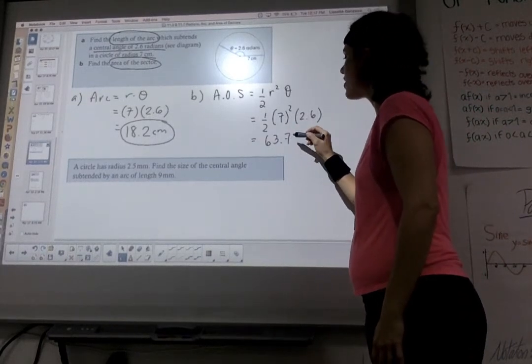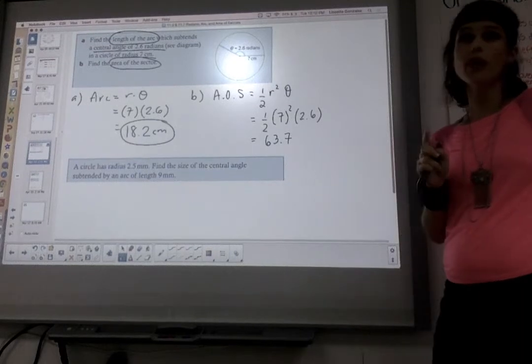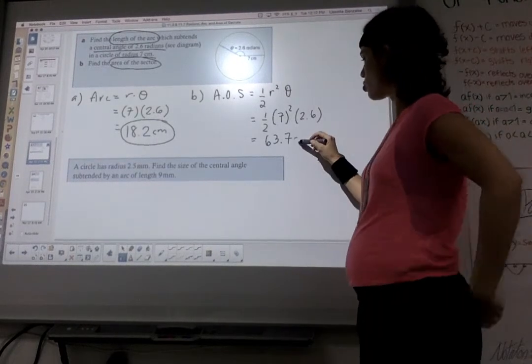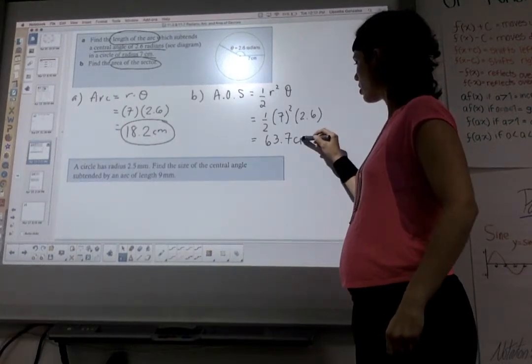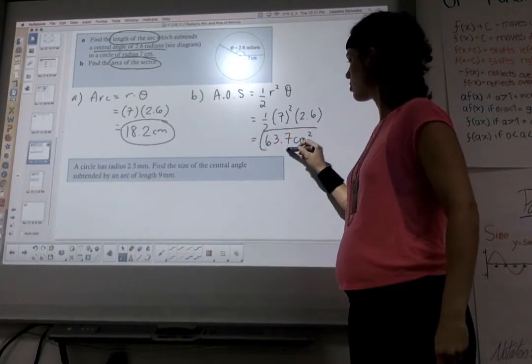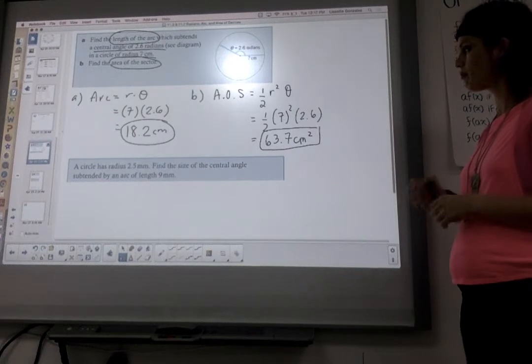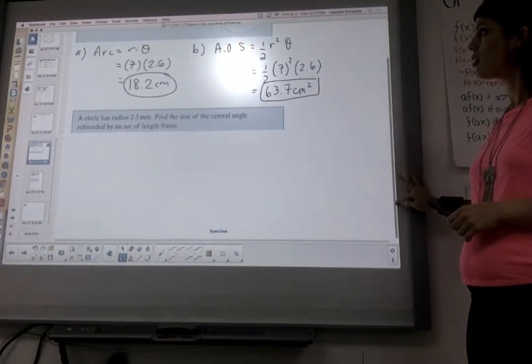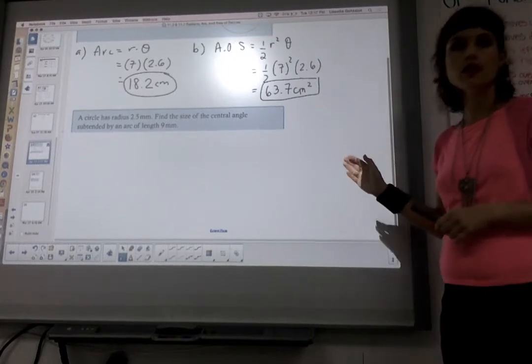63.7. 63.7 what? Because you just found an area of a sector. Centimeters squared. Square centimeters. Okay, moving on.